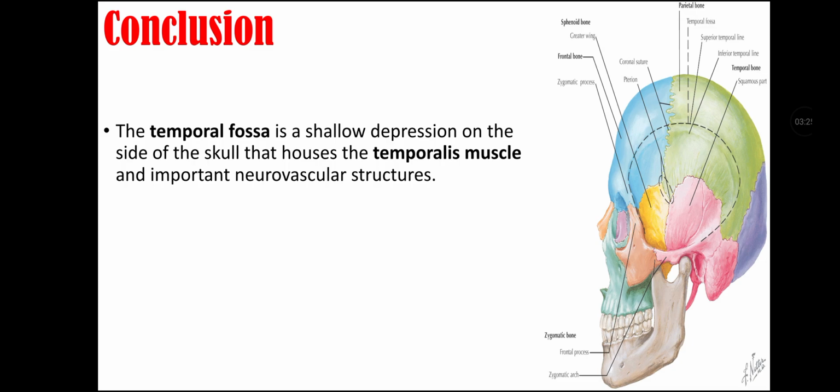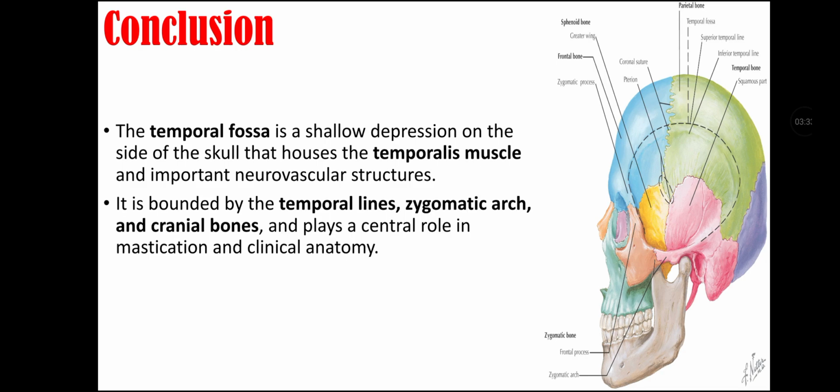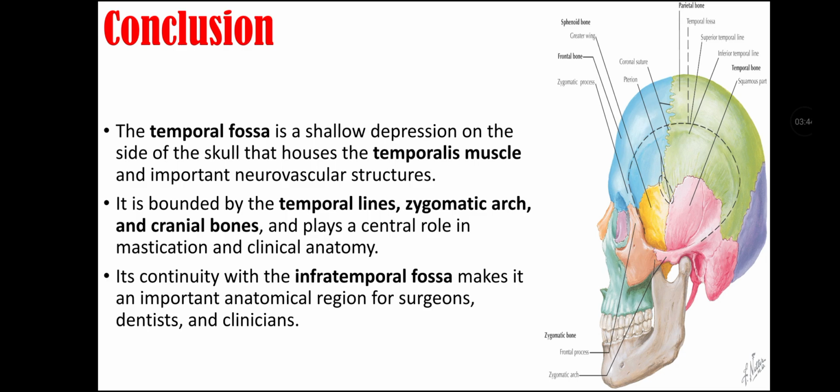Conclusion of this lecture video: temporal fossa is a shallow depression on the side of skull that houses the temporalis muscle and important neurovascular structures. It is bounded by temporal line, zygomatic arch, and cranial bones, and plays a central role in mastication and clinical anatomy. Its continuity with infratemporal fossa makes it an important anatomical region for surgeons, dentists, and clinicians.